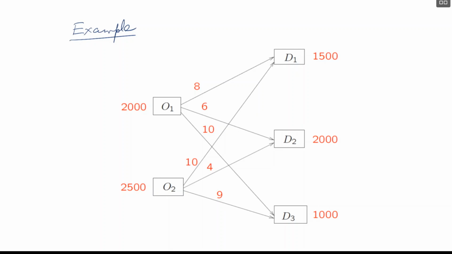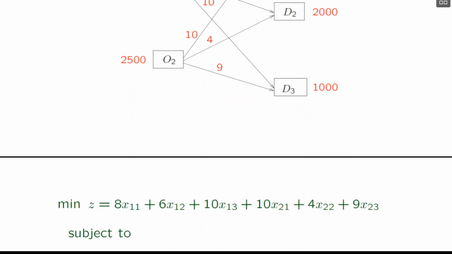And also we see here that the total amount of supplies is 2000 plus 2500, that is 4500, and the total demand in the three destinations is 1500 plus 2000 plus 1000, so it is also 4500.